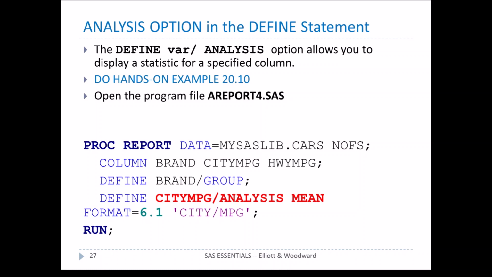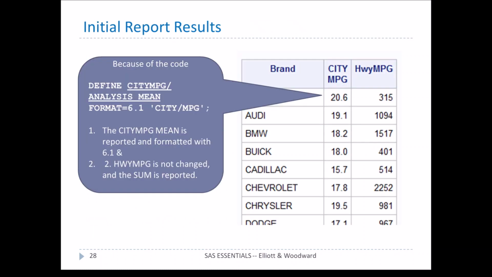So here we have a PROC report, and notice the define statement here in red: define city miles per gallon /analysis mean. All that's going to do is display city miles per gallon, but instead of the sum, which it normally would do, it's going to display the mean. So here we see the result of this code: city miles per gallon is reported and formatted with 6.1, but the highway miles per gallon is not changed, and the sum is reported like it has been in the past.